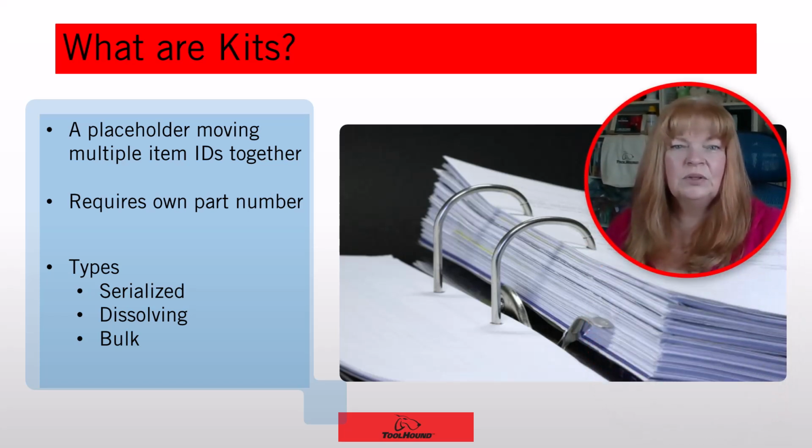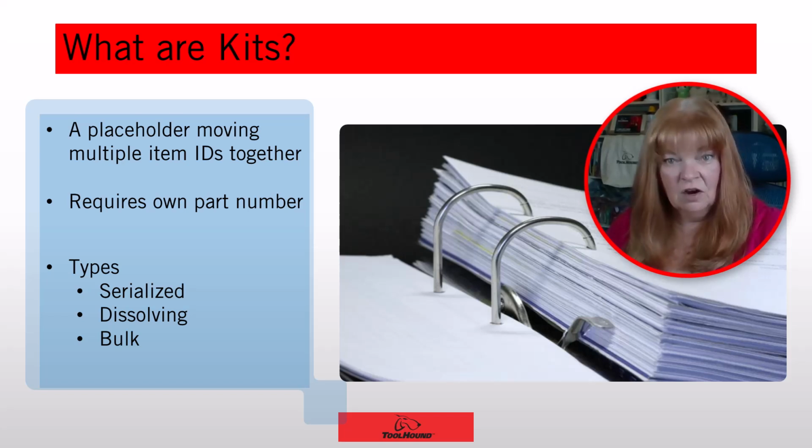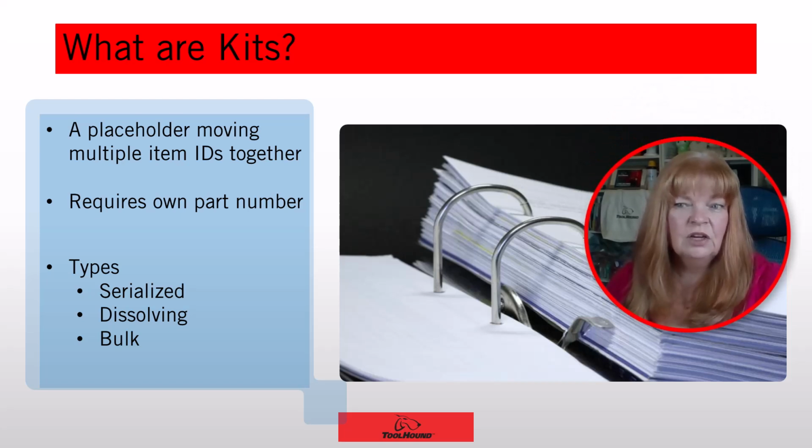A kit is a placeholder or container, either physical or virtual, that is used to group multiple item IDs together to move them all at once. You would only use a kit if you intend to barcode and track the contents. Each type of kit requires its own part number and at least one item ID depending on the inventory type of the kit.